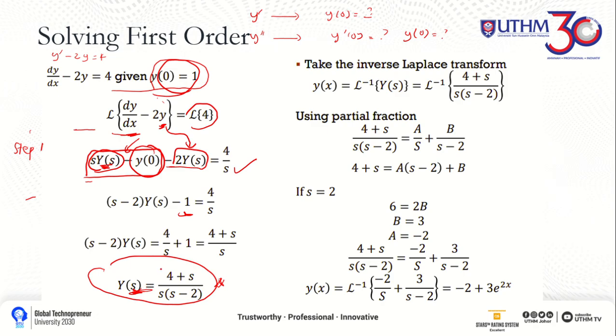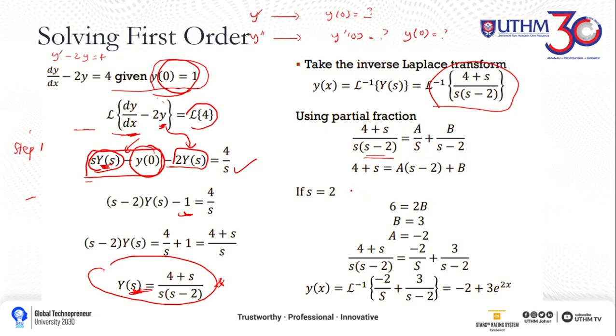Okay, so basically this one is a fraction, so we need to apply partial fraction. When we apply partial fraction, we will get A over s plus B over s minus 2. After that we need to do the elimination. So you need to find the values of A and B.